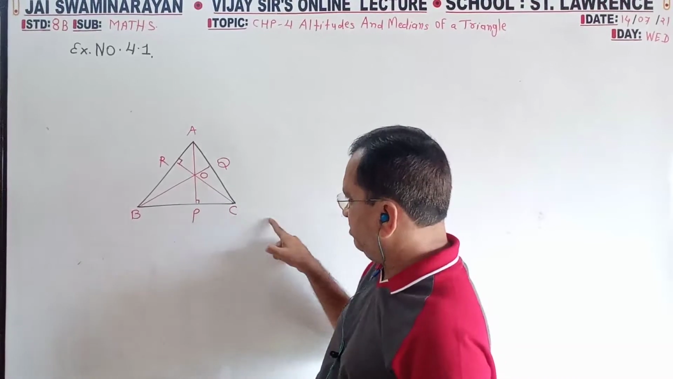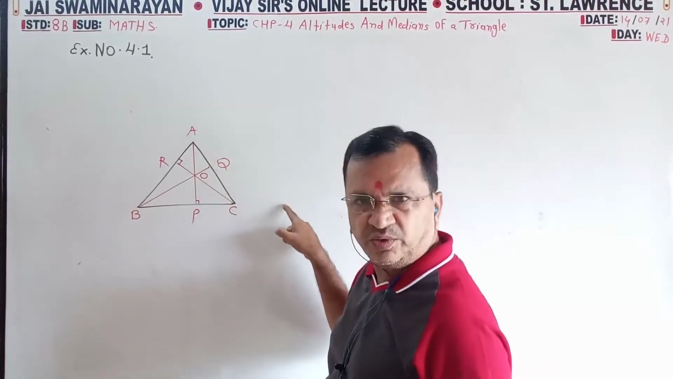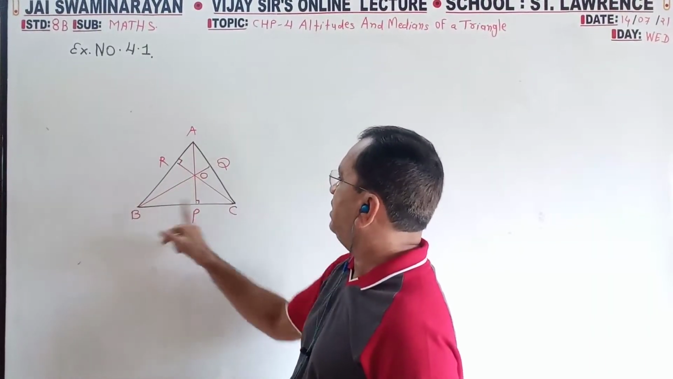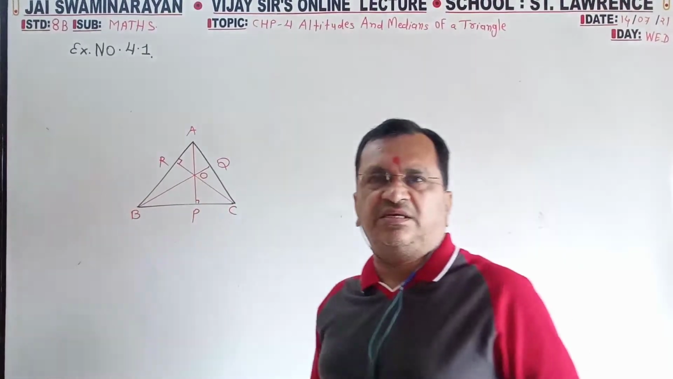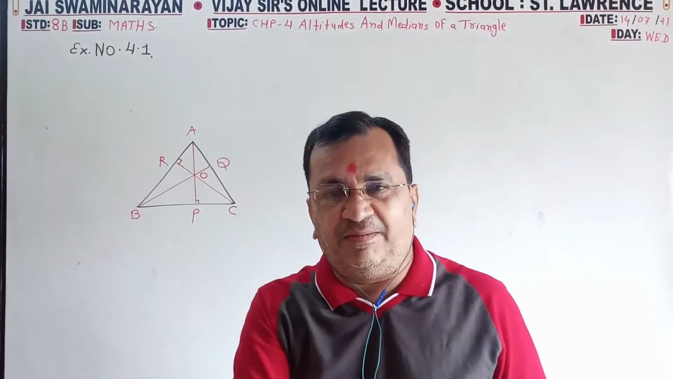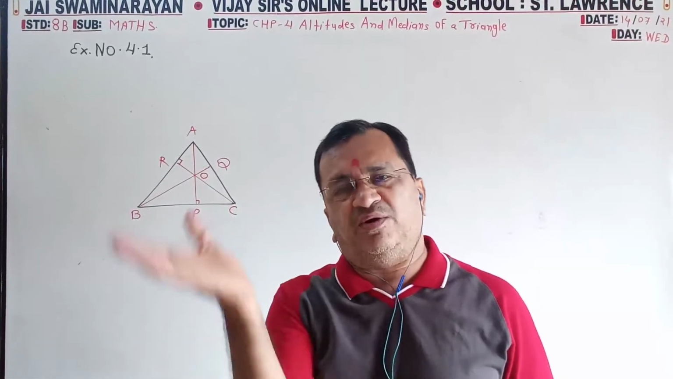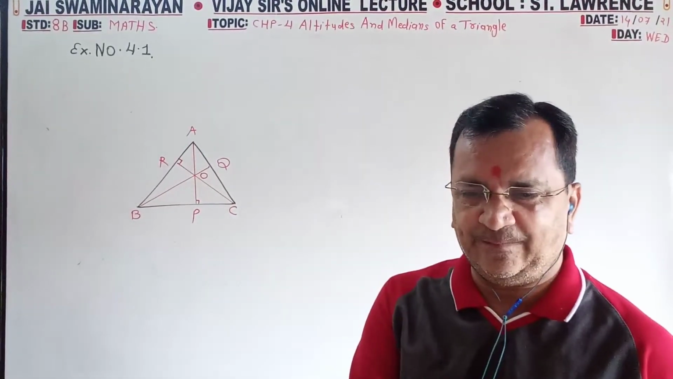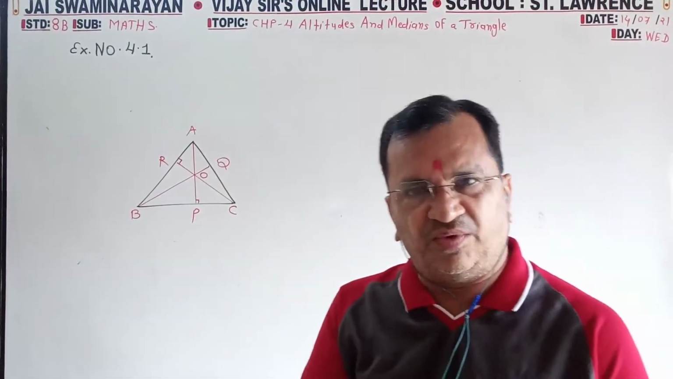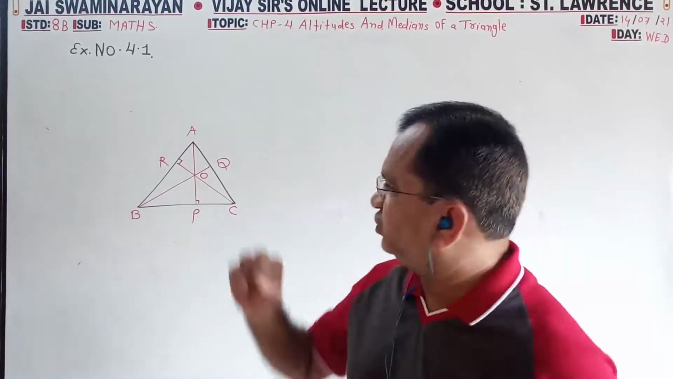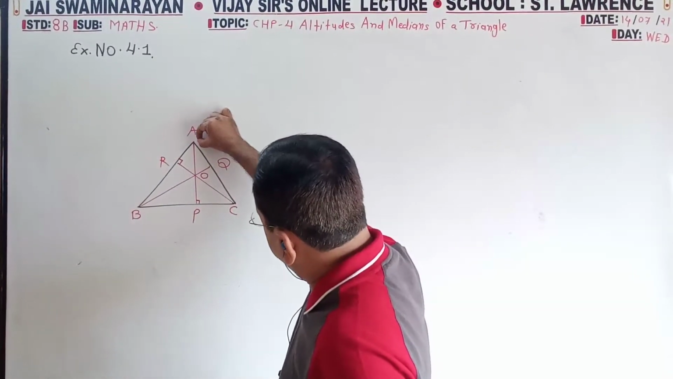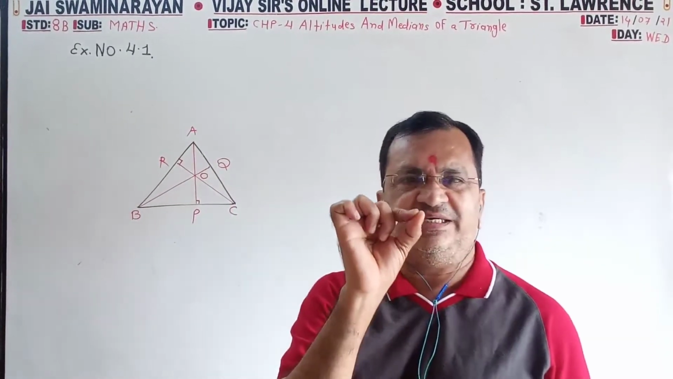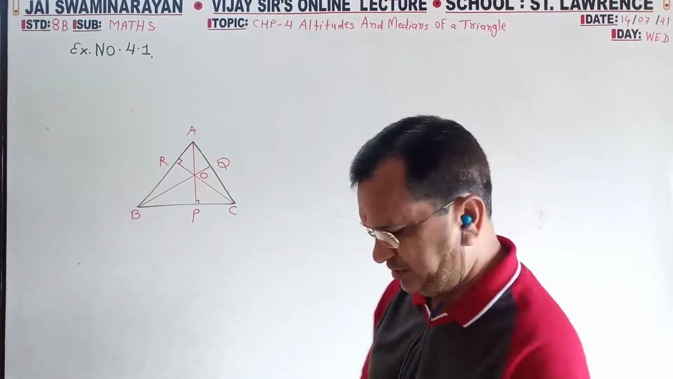AP perpendicular to BC, BQ perpendicular to AC, CR perpendicular to AB. Why are students sending their name and roll number? I said no, then only you are sending. So definition number 1: the segment joining a vertex and which is perpendicular to the opposite side is known as an altitude.